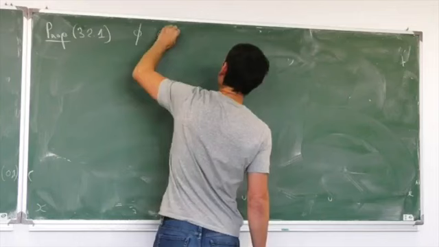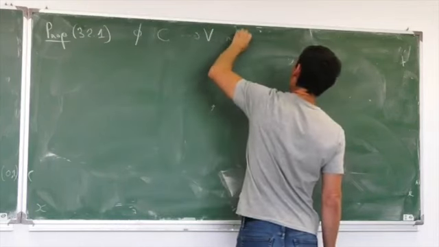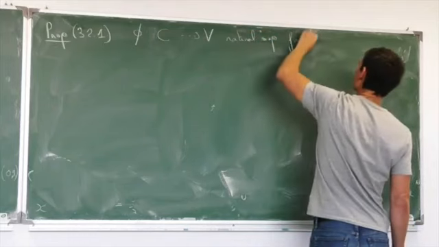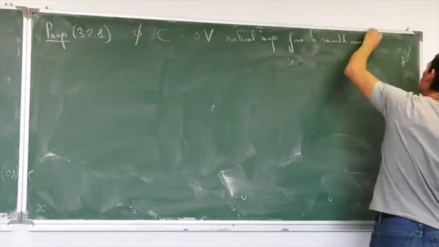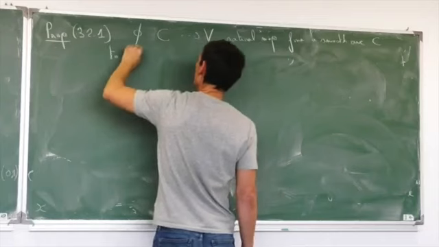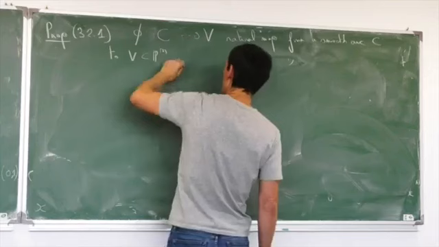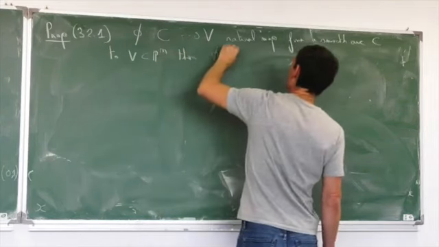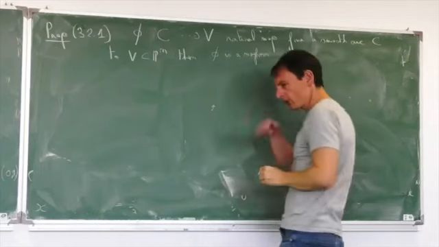phi, a rational map from a smooth curve to a V, which can be a variety, it's not necessarily a curve, inside a P^n, then phi is actually a morphism. So this is quite nice.